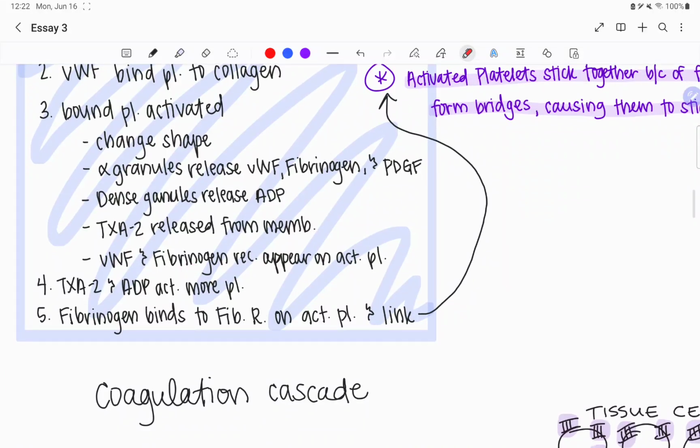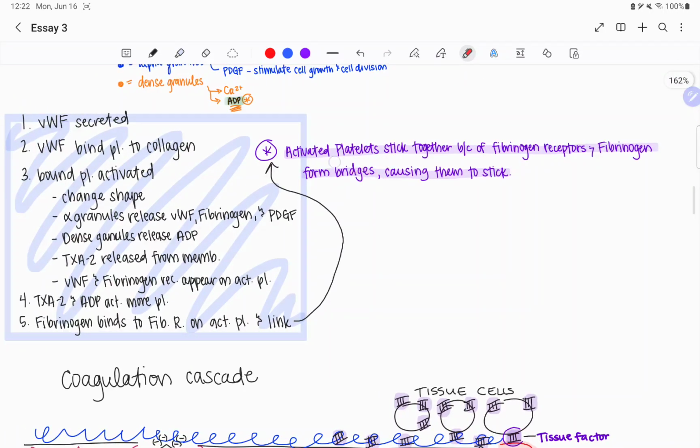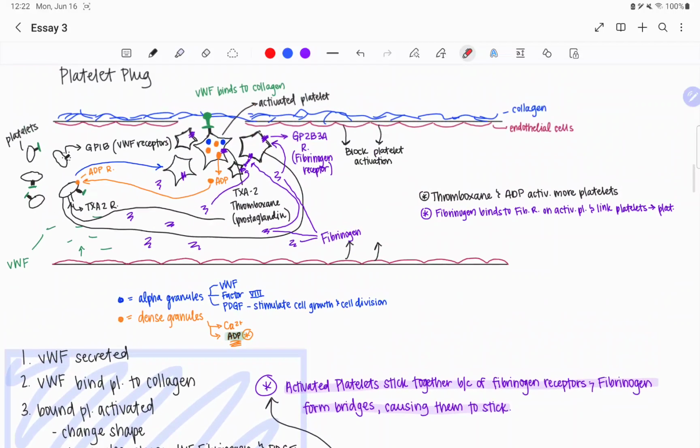And then what happens is fibrinogen is really important in clotting. As we mentioned up above, fibrinogen binds to fibrinogen receptors on activated platelets, and they link together and form this bridge here. So like I have written here, activated platelets stick together because of fibrinogen receptors. Fibrinogens form bridges and they cause them to stick. And so they kind of bridge this whole gap here. This fibrinogen keeps them all stuck together so that they don't lose each other. And that helps bridge the gap.